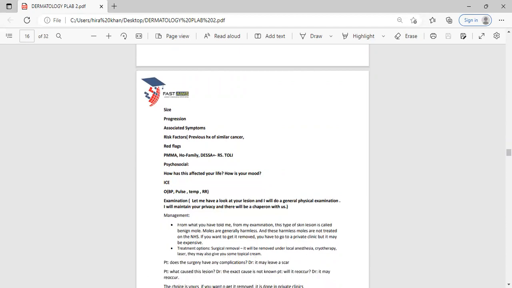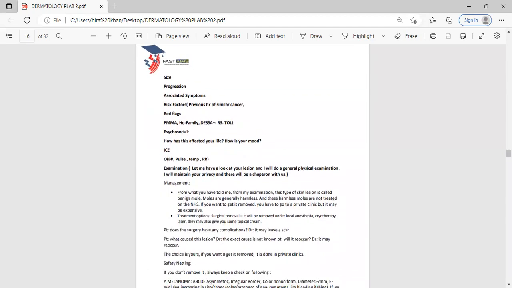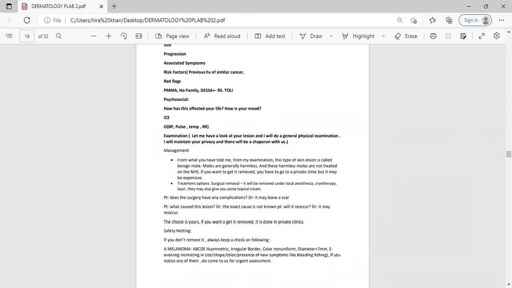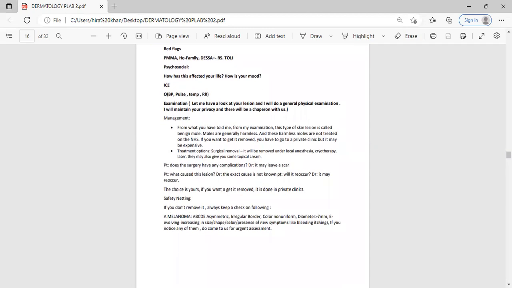And then comes the management. So when you are describing the management, you have to explain it. Then these are what you have told me, and from my examination, the lesions are benign moles, and these are generally harmless, and these harmless lesions are not treated on the NHS. And when she asked, why am I having this? You are not supposed to say that they are very common in a few families. No, this is not the answer.